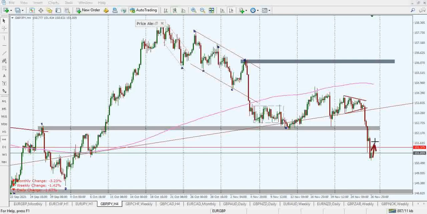However, if we could have some bit of pullback here, and with a valid structure there, we could also be looking at taking some short trade from that point back into the zone, because that is going to make the most sense in terms of risk to reward. We're going to be looking at our risk somewhere above this point here. Then we're going to be looking at our target inside this territory here. So that's going to make the most sense in terms of risk to reward.